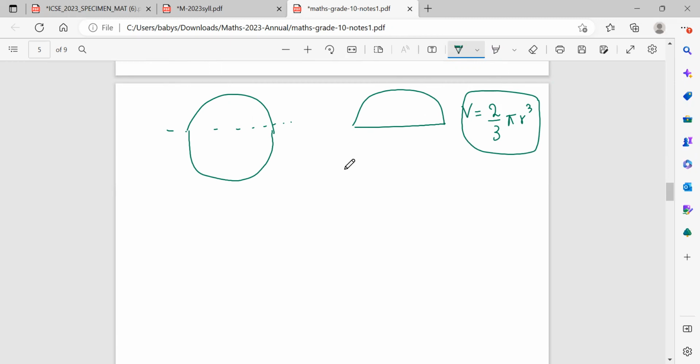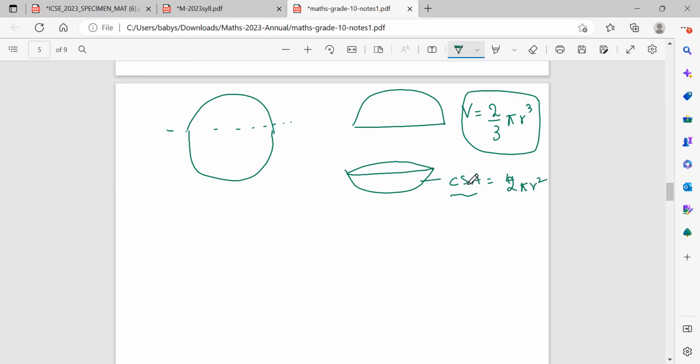Coming to the CSA: for the entire sphere it will be 4 pi r square. So CSA means only half the sphere is considered, it will be 2 pi r square.